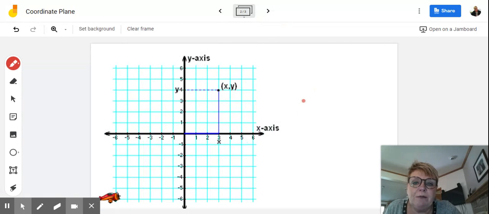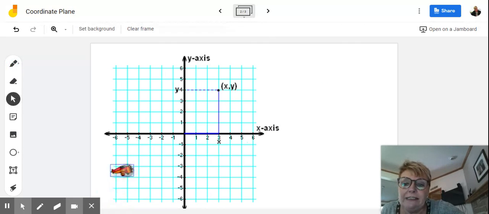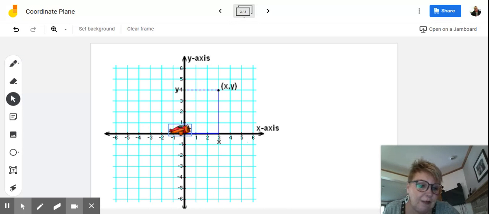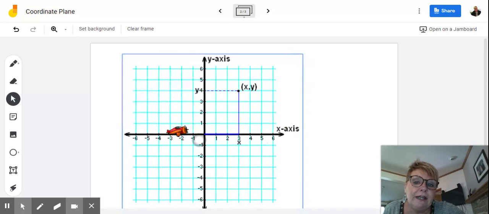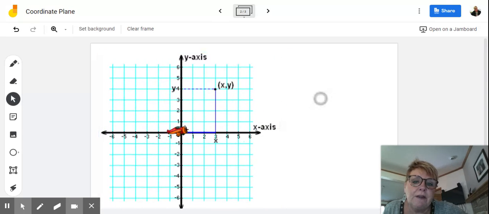So if we look at an example of a coordinate plane here, I've got a little plane down here in the corner because a coordinate plane is kind of like an airplane, because you start at the origin, the airport, and that plane can't just take off up into the sky. It has to go down the runway before it can take off. So when you're finding the coordinates of a point, you have to go down the runway and then up into the sky.